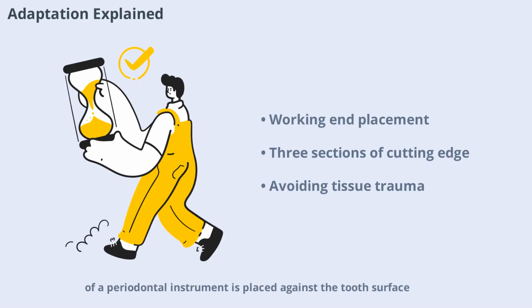Adaptation is the manner in which the working end of a periodontal instrument is placed against the tooth surface. The cutting edge has three imaginary sections: leading third, middle third, and heel third. Precise adaptation must be maintained to avoid trauma to soft tissues and root surfaces, ensuring maximum effectiveness. Bladed instruments like curettes and sharp-pointed instruments such as explorers require careful adaptation.